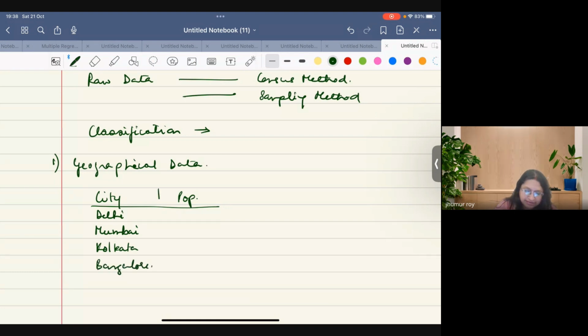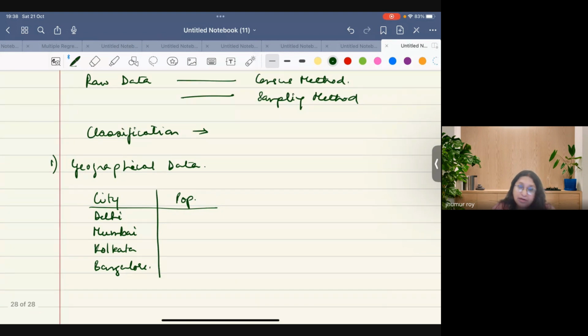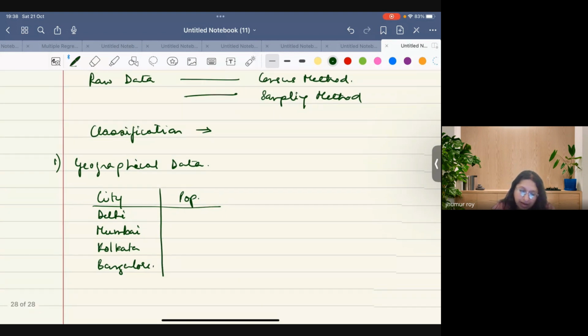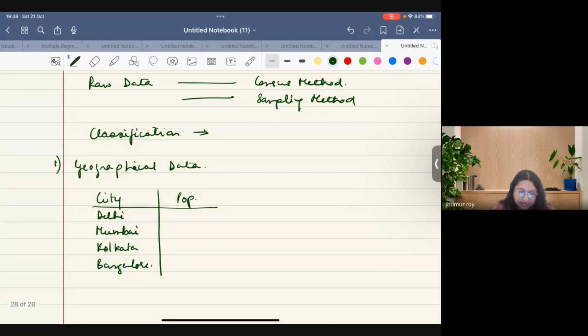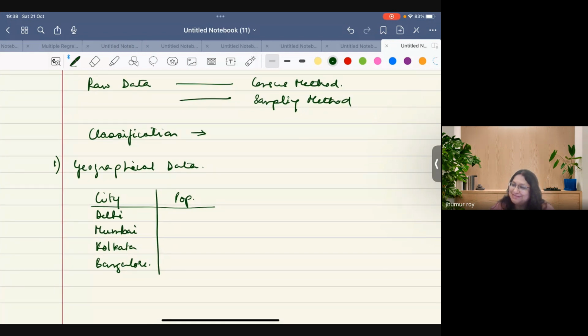So I've got 4 cities and I want to find the population. Through my census method or whichever method, I have got the population. I'm just writing random figures here, not the actual population: 54, 104, 34, 64. So what I've done is, according to place, I have created a table and distinguished the data according to region or area specific. When I do that, it is called geographical data. This is the first kind of classification. Many people will use this particular classification.